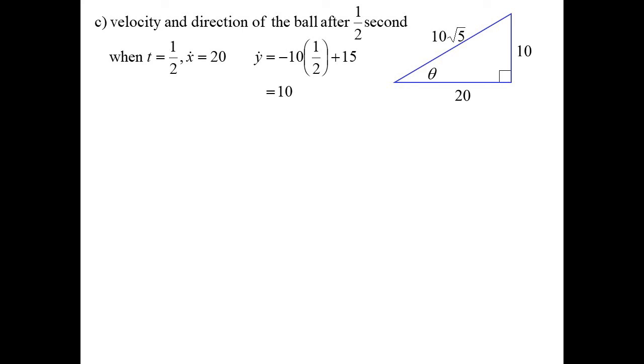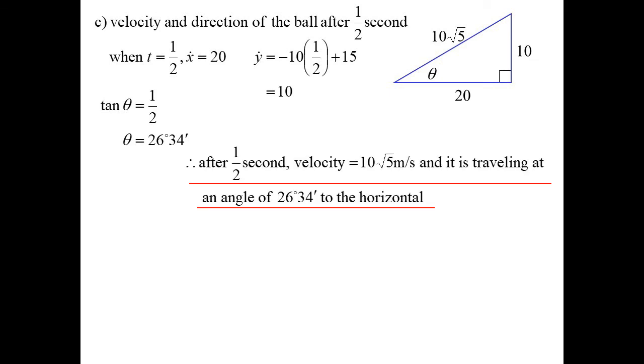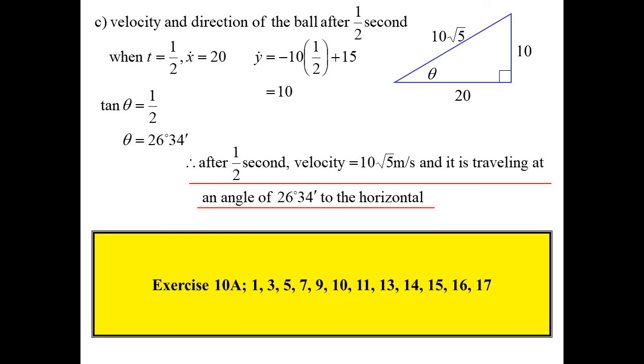So we know the magnitude is 10 root 5. So we know the velocity. Direction, we've just got to find that angle. Obviously I've approximated, it's not an exact value. We get 26 degrees 34. So all right, I know after half a second, that's what it's doing. There's our example.